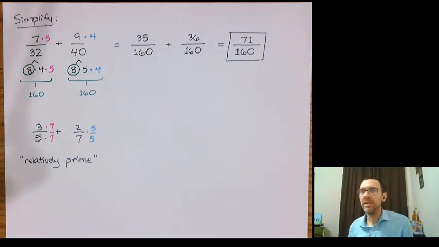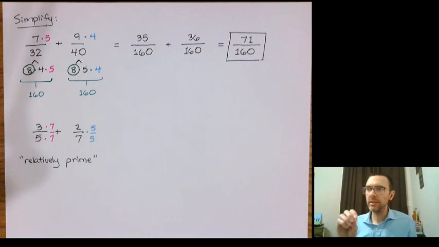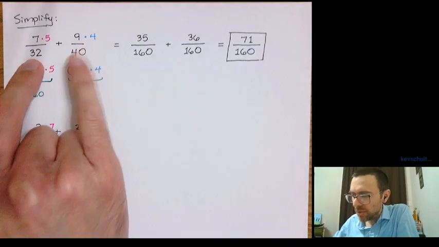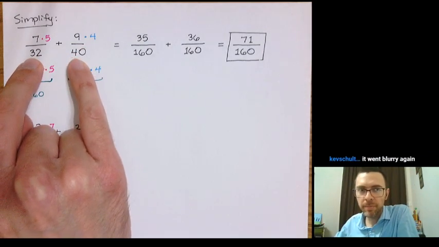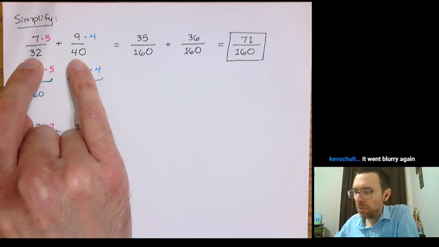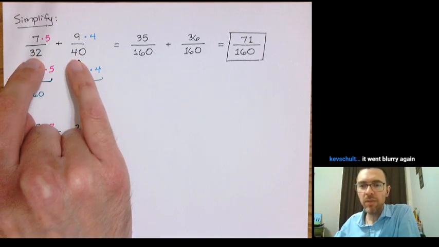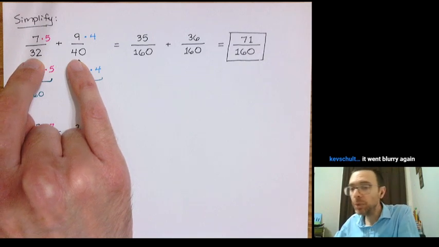Now, I've had students tell me before, there is a very quick, easy way to get a common denominator, but it's not necessarily going to be the least common denominator. And that's by taking these two guys right here and multiplying them. If you multiply 32 times 40, that will give you a common denominator. It won't be the least common denominator, and there will be a lot more simplifying you have to do, but it will be a common denominator.